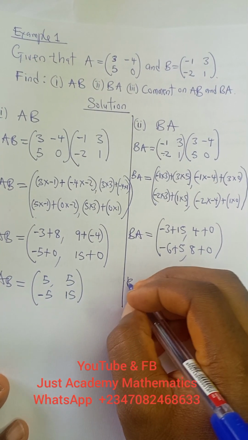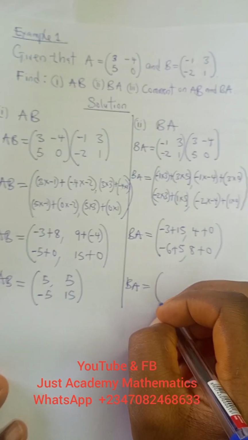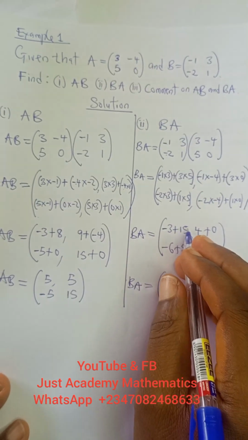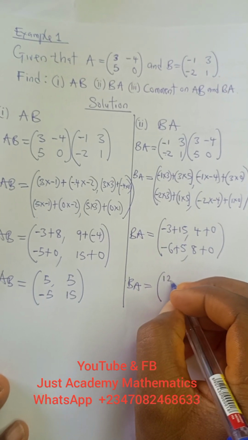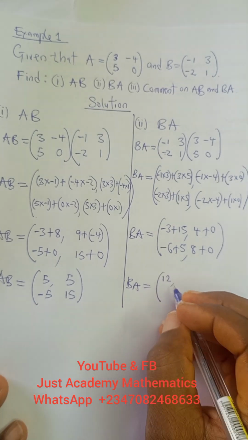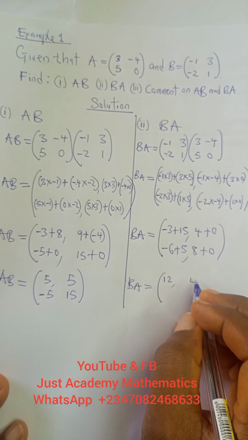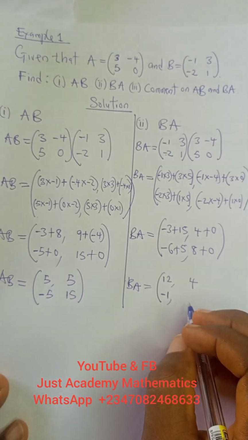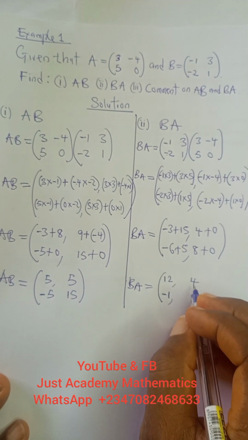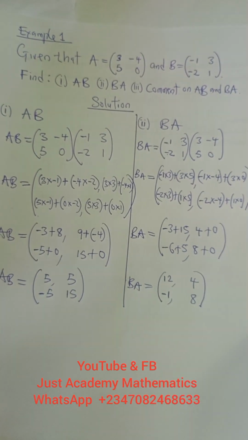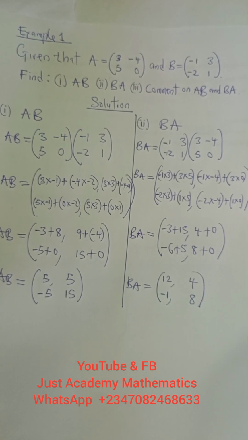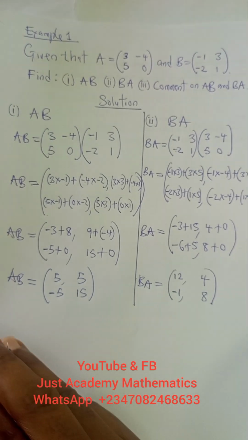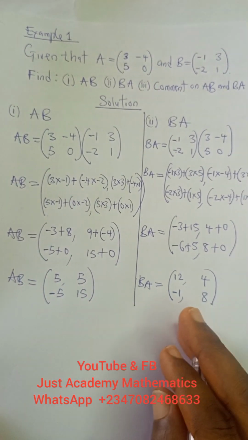So we conclude that BA is now equals to what? Finally, minus 3 plus 15 is 12. And 4 plus 0 is 4. Then here will give us minus 1, minus 6 plus 5, minus 1, and 8. So this is the matrix AB, and this is BA.